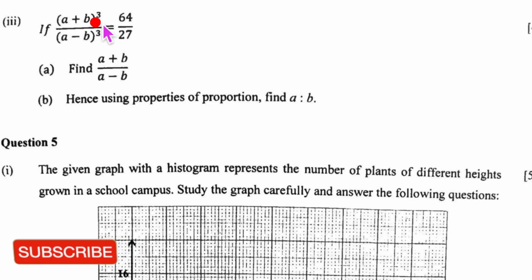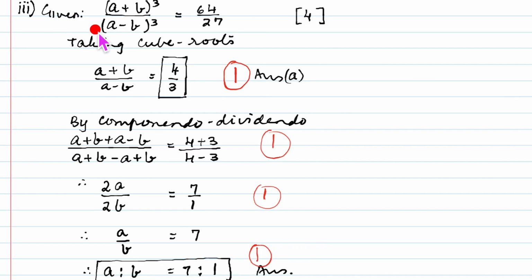If (a plus b) whole cube upon (a minus b) whole cube is equal to 64 upon 27, find (a plus b) upon (a minus b), and hence, using properties of proportion, find a is to b. Now, even by itself, it's a simple question, but they have made it even simpler by splitting it into these 2 steps. It's a 4-mark question. I think literally marks were thrown at you all. Just look at how simple the solution was.